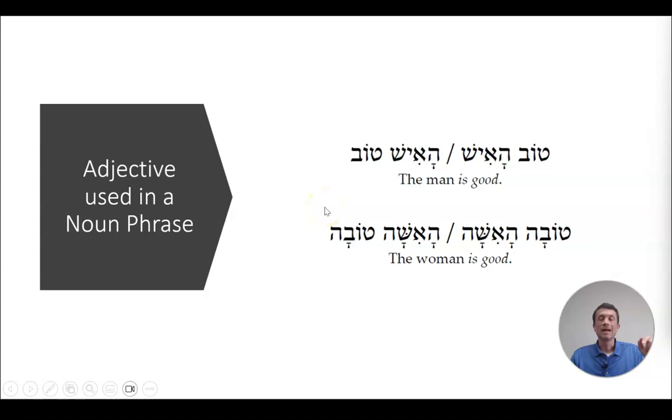An adjective used in a noun phrase, again, here they can be either before or after the noun it modifies. So this is just showing you that tov ha'ish and ha'ish tov, they would both be translated the same way. One is literally good is the man, or the other is the man is good. We translate both of those as the man is good. Or we have the woman beneath it. So again, when it's used as a noun phrase, that adjective can come either before or after the noun it modifies.